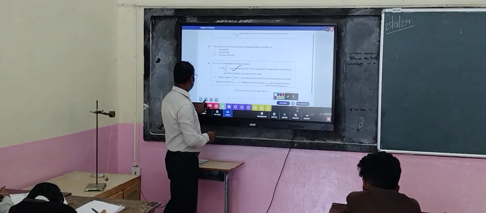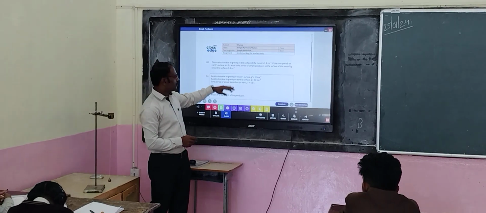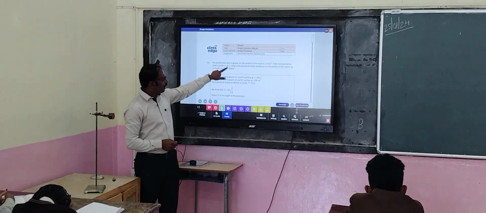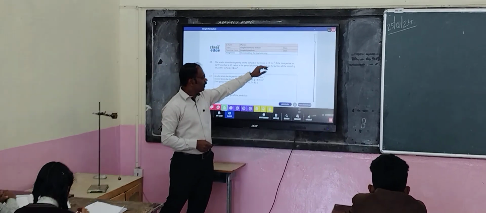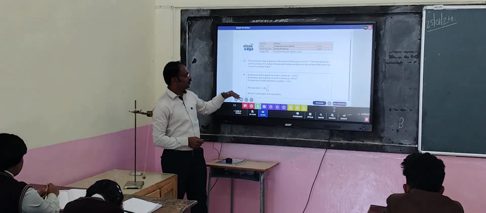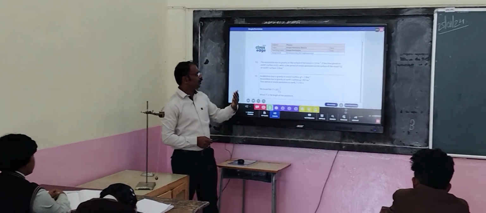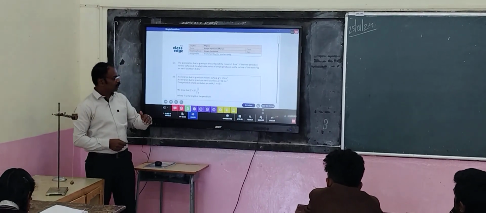Now, similarly, the acceleration due to gravity. Here you have to do one calculation. The acceleration due to gravity on the surface of the moon is given as 1.9 meter per second square. If the time period on the Earth's surface is 4.5 seconds, what is the period of the simple pendulum on the surface of the moon?